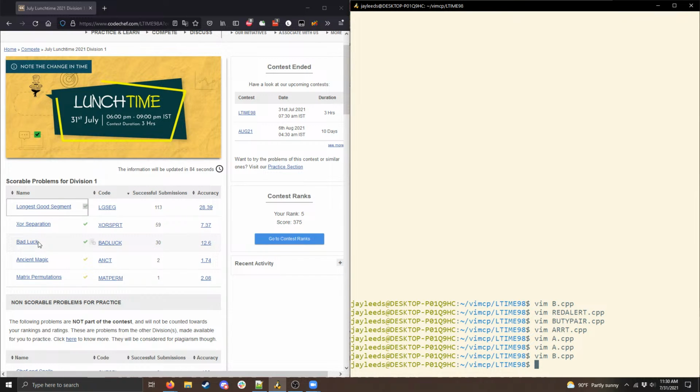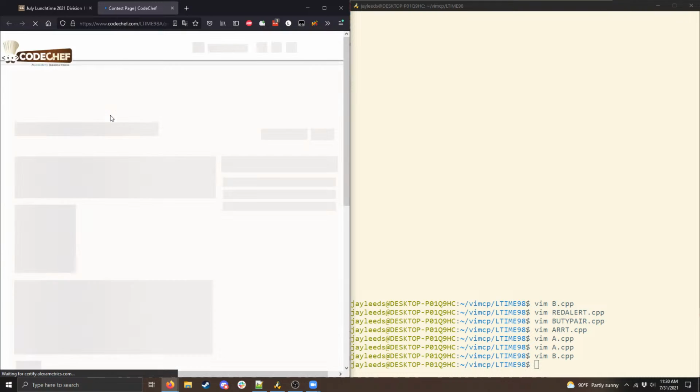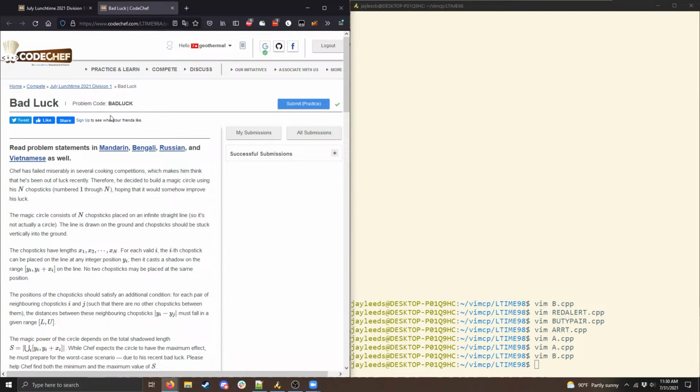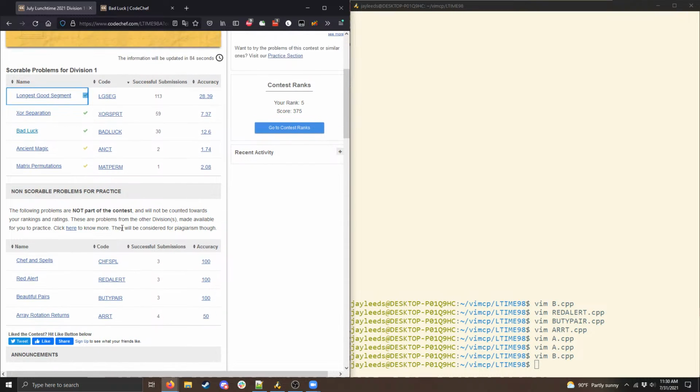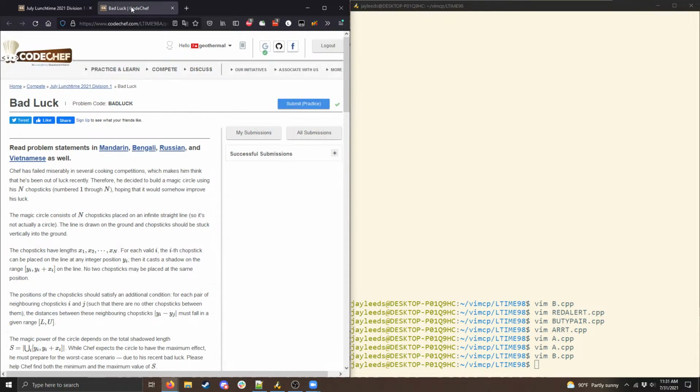Okay. Anyway, let's look at problem C, bad luck. And I think XOR separation, I believe, was the last problem in Div 3, and this is the last problem in Div 2. And then afterwards, we'll get to the Div 1 only problems, but again, I don't have full solutions for those, so I'll just be going over subtasks.